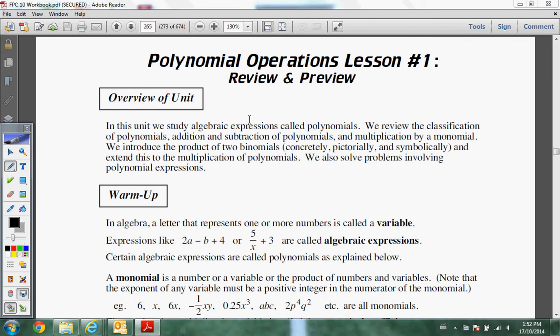Okay, so just an overview. In this unit, we're going to study algebraic expressions called polynomials. Remember, we talked about this in Math 10. We have monomial, that's 1, binomials 2, trinomials 3, and then polynomial was 4 and bigger. That's how we classified them last year. But anyways, that was kind of a quick refresh.